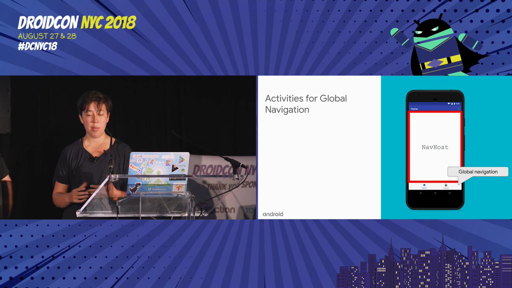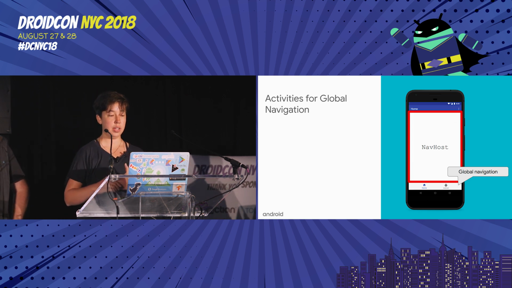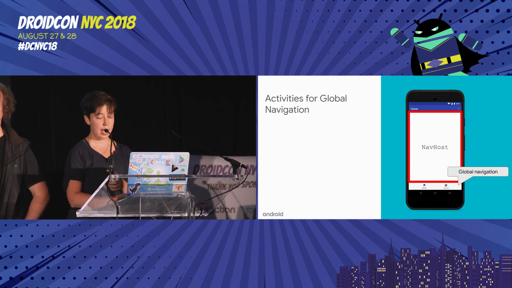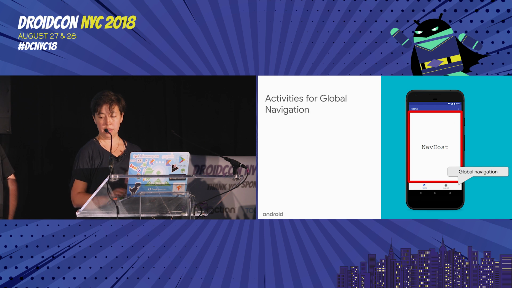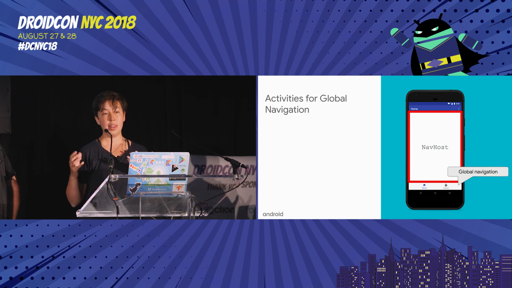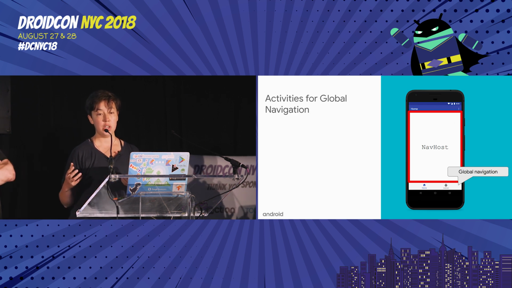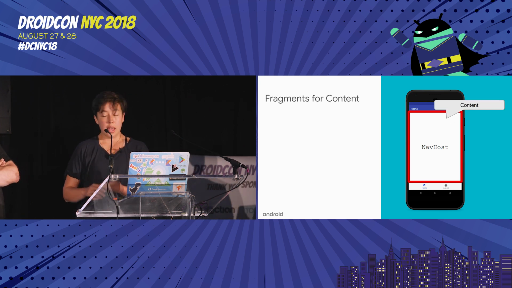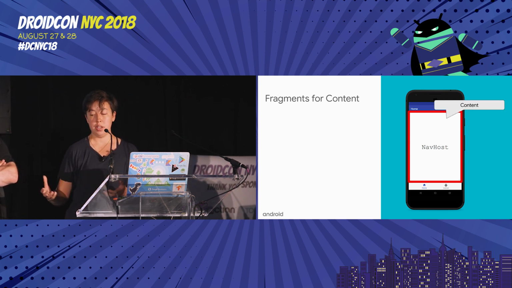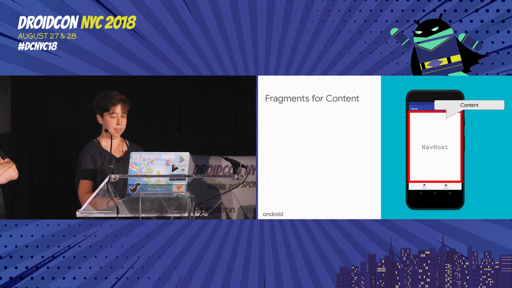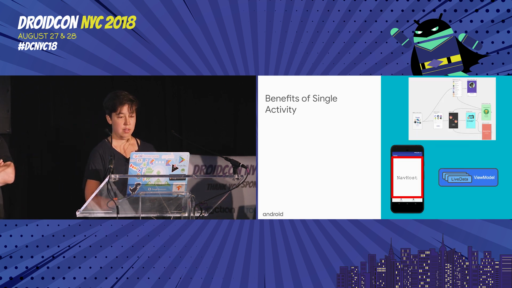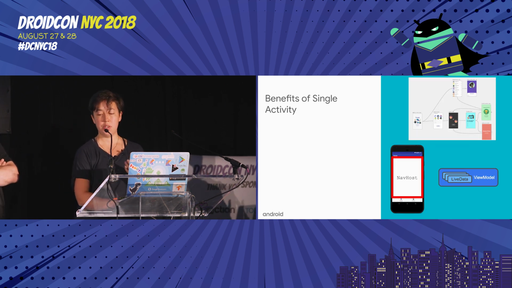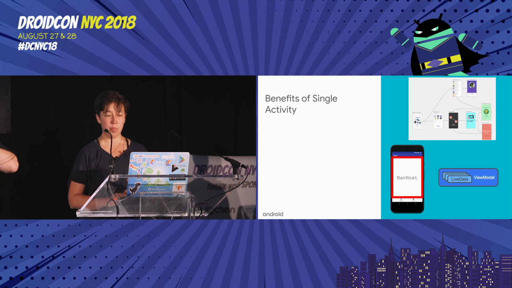So one good way to think about activities is that they are containers for the nav host fragment, and they also have the global navigation that your app is going to use. Then the fragments themselves are simply the contents that pop into that nav host fragment. Okay, so there are benefits to using this model of a single activity model.